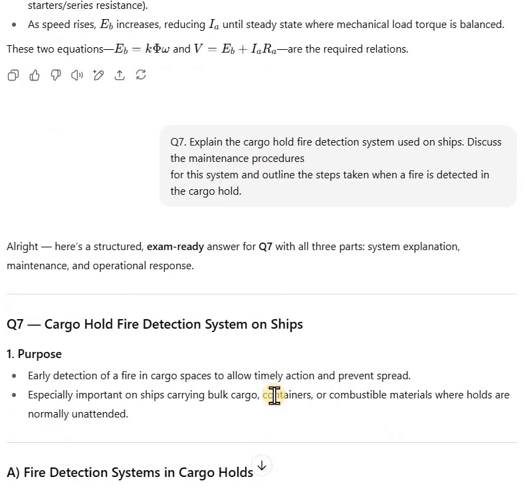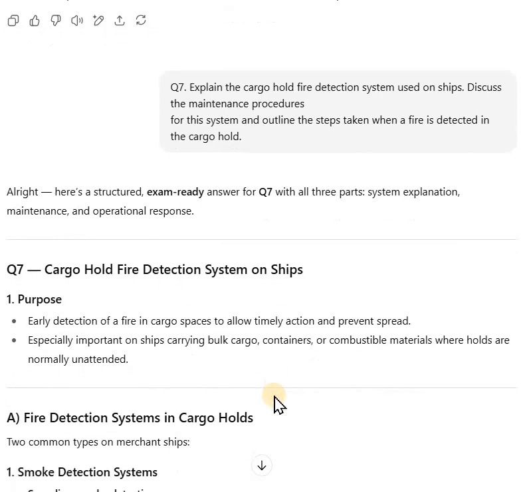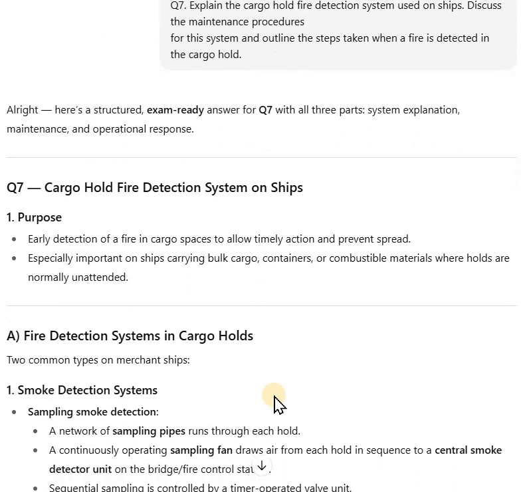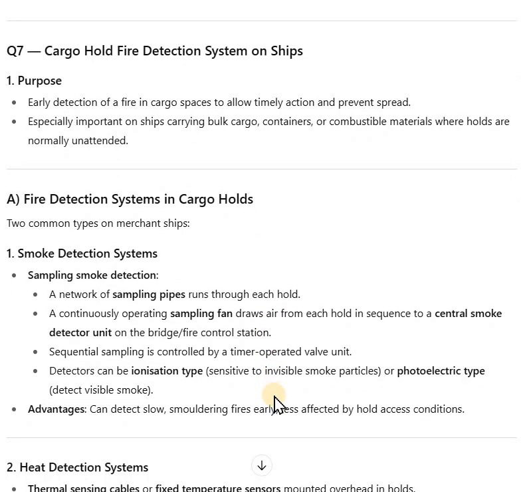Explain the cargo hold fire detection system on a ship. Discuss the maintenance procedures for this system and outline the steps taken when a fire is detected in the cargo hold. Cargo hold fire detection system, again the purpose: early detection of fire in cargo spaces to allow timely action and prevent spread, especially important on ships carrying bulk cargo, containers or combustible material, when holds are normally unattended.